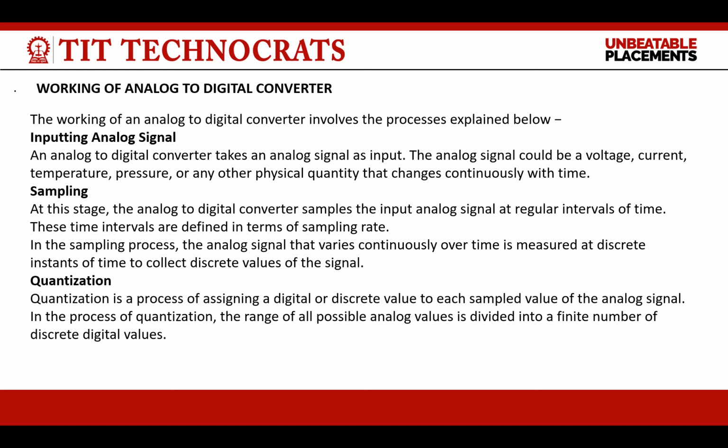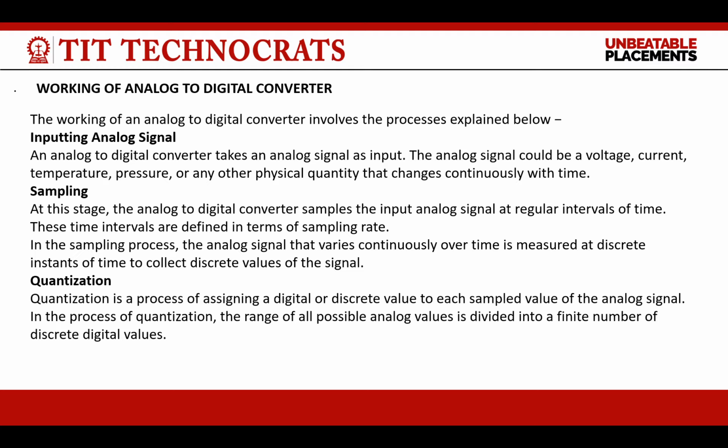The very first step is inputting analog signal. An analog to digital converter takes an analog signal as input. The analog signal could be a voltage, current, temperature, pressure, or any other physical quantity that changes continuously with time.